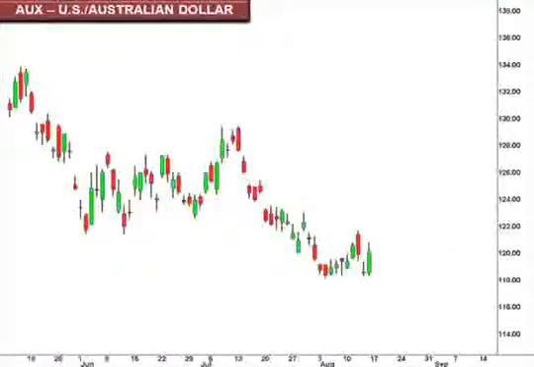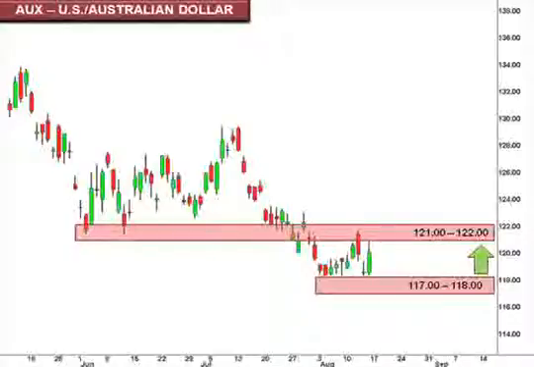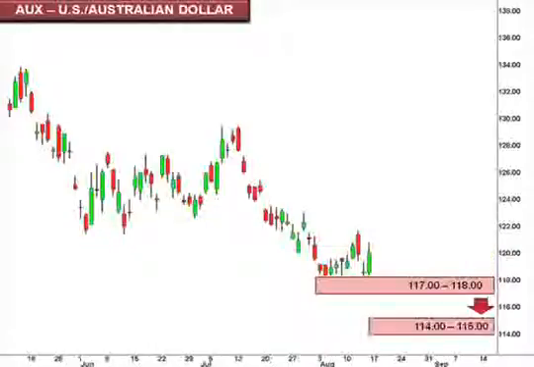Well, the AUX, the U.S. versus the Australian dollar, retested support at the 117, 118 level. Now, we saw a nice bounce on Friday. However, the pair value needs to break the 121, 122 level to confirm a more robust upside move. If support at 117, 118 does not hold, we'll be looking for a move down towards the 114, 115 box.